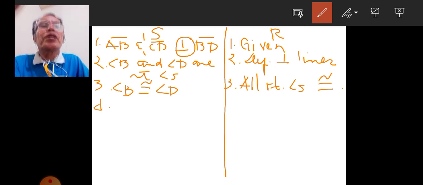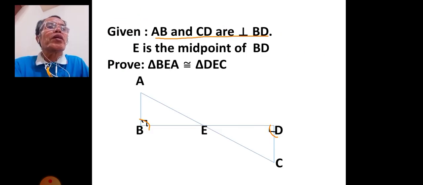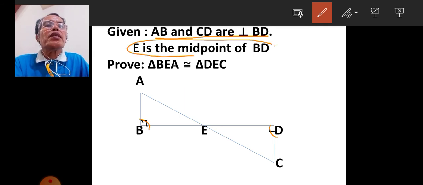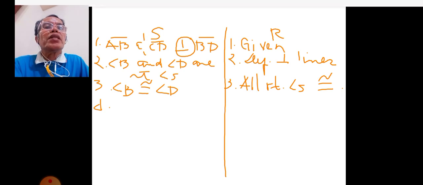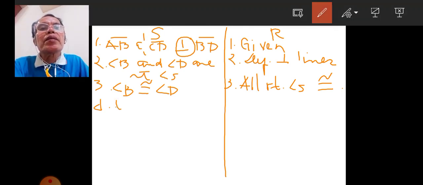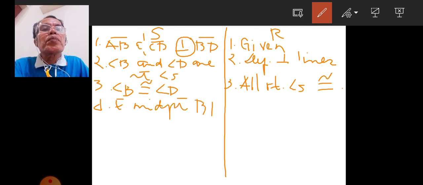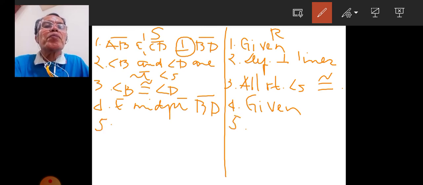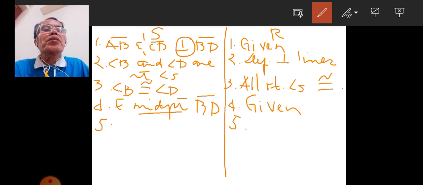Okay, number 4. So we have now E is the midpoint. So our next statement is E is the midpoint of segment BD. So our reason is given. Number 5. So for number 5 reason, you can anticipate your answer because we have the midpoint. So now the reason is definition of midpoint.